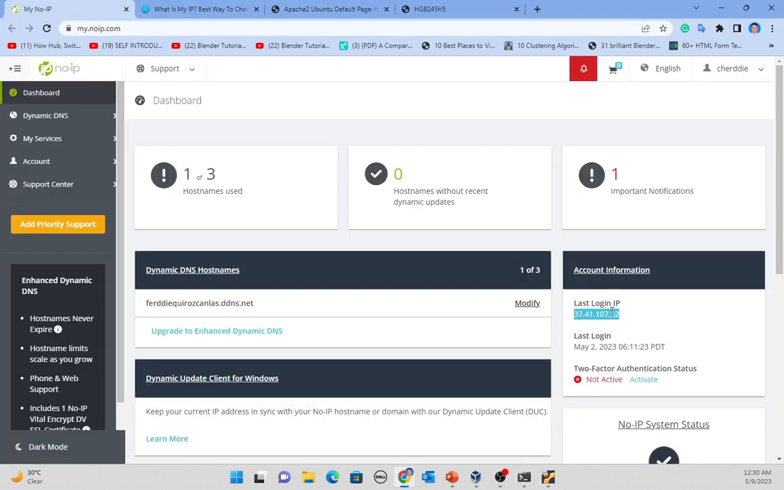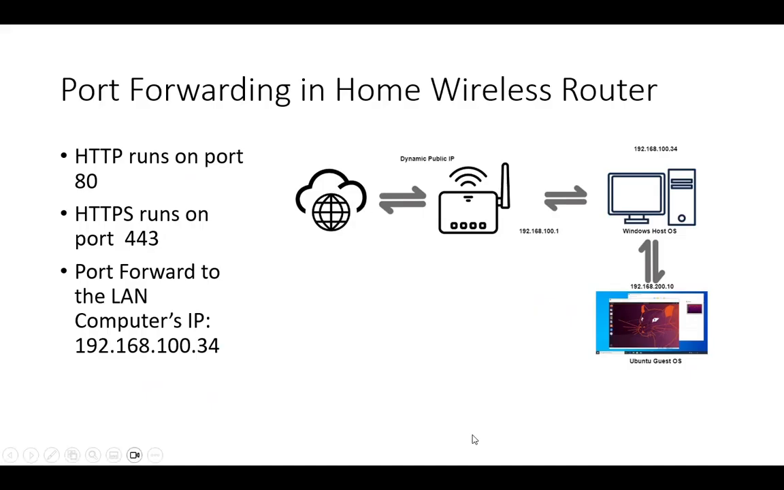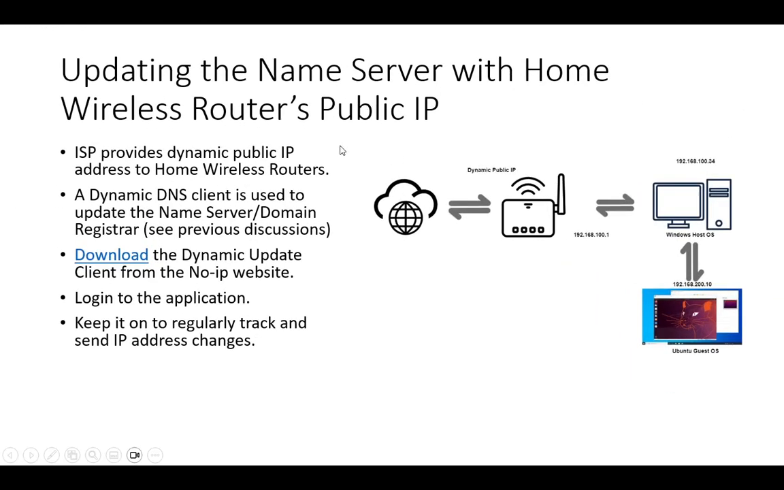For me to update my name server or my domain registrar, I need to update the IP address here so that whenever we type kiroscanlas.ddns.net in the web, it points to the public IP address of this router. From there, the router will handle the request and forward it to this machine, and this machine will forward it into this virtual machine. So we need to configure now the update client.